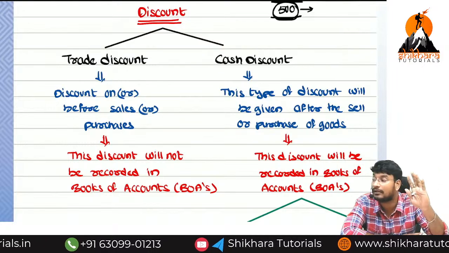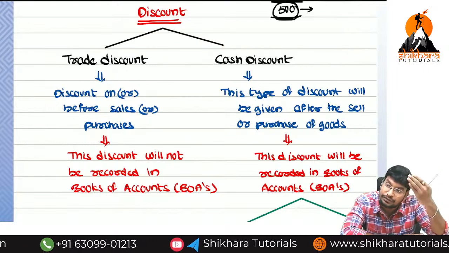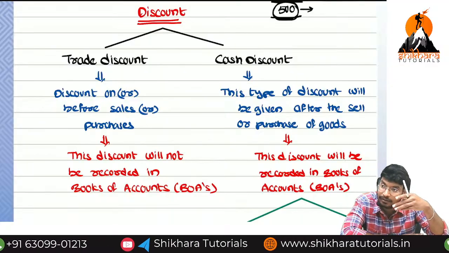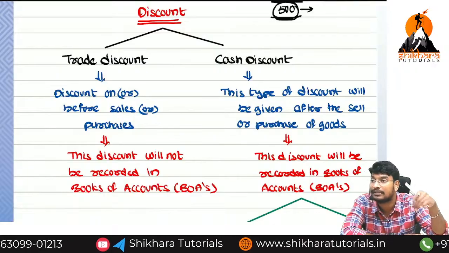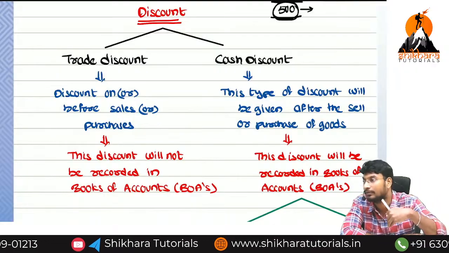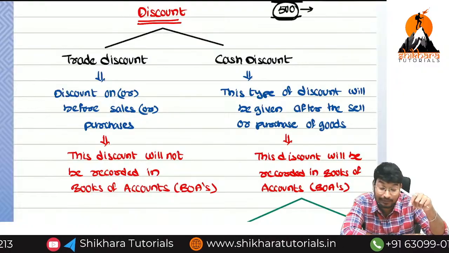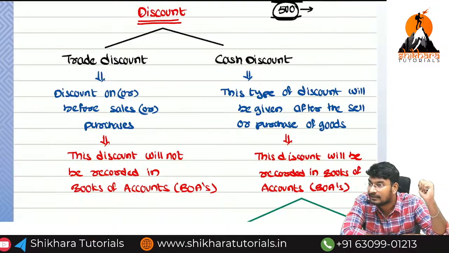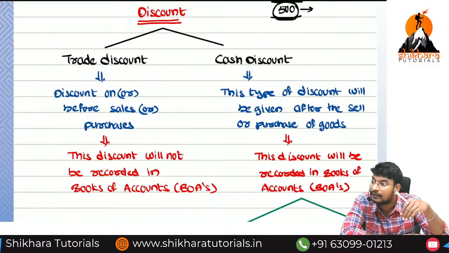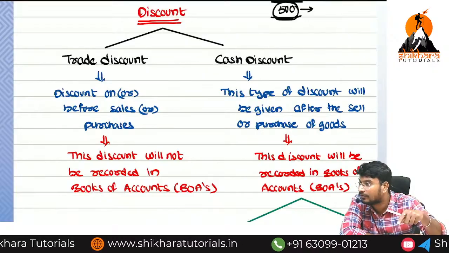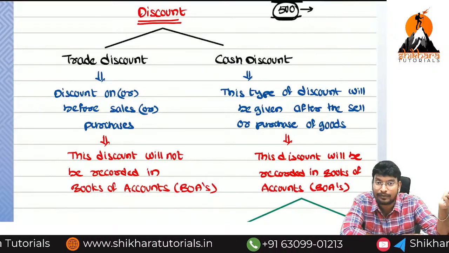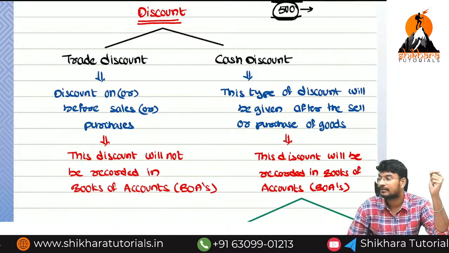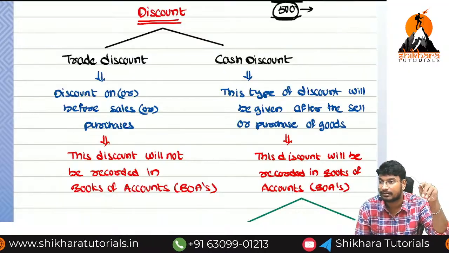We no need to record the trade discount because after reducing the discount, we have recorded in the books of account. What is the reason? At the time of purchase or at the time of sale only, we know it. But cash discount, at which point of time are we going to know? After the purchase and after the sale. That means already we have recorded some amount of expenses or income. After that, with the help of discount allowed and discount received, are expenses or incomes increased or decreased? Decreased. For that reason, we need to record the cash discount in the books of accounts.